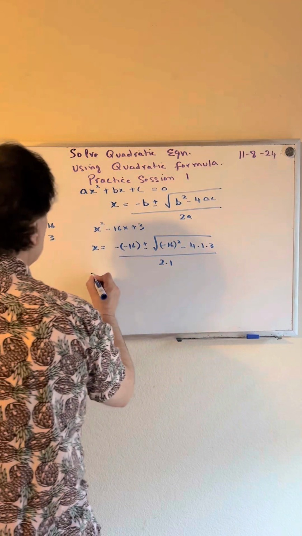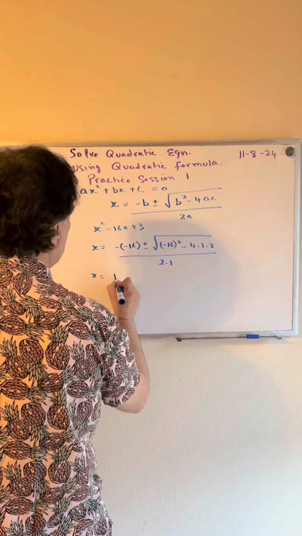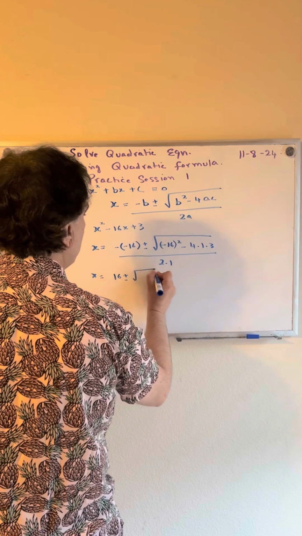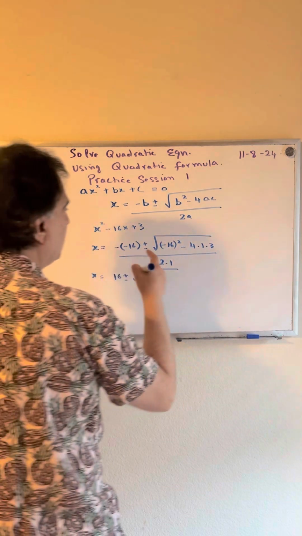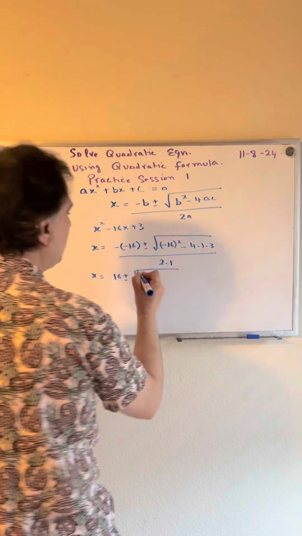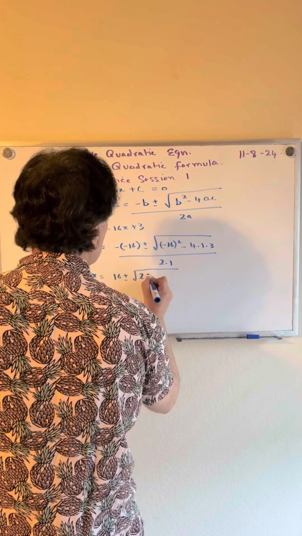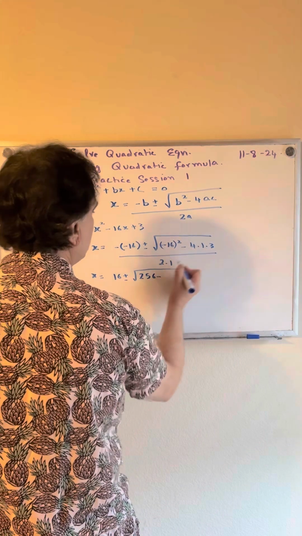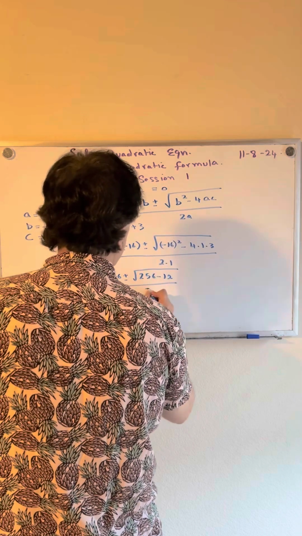Simplify this. x is equal to minus multiplied by minus makes this plus, so 16 plus or minus. Then you have minus 16 squared, which would be 256. I'm sorry, it would be 256 minus 4 times 1 times 3, which is 12, the whole thing over 2.